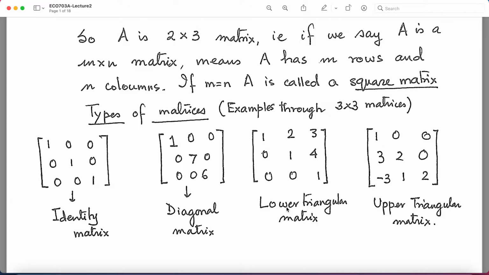Whatever I called the lower triangular matrix is called an upper triangular matrix. In an upper triangular matrix, all the elements which are below the diagonal are 0. In the lower triangular matrix, all the elements above the diagonal are 0. Okay. So, I hope you pardon me and I make the corrections.